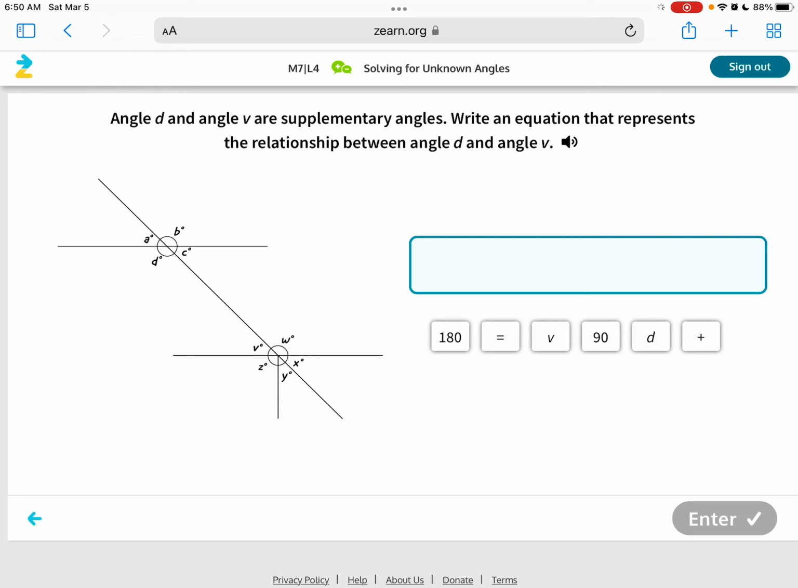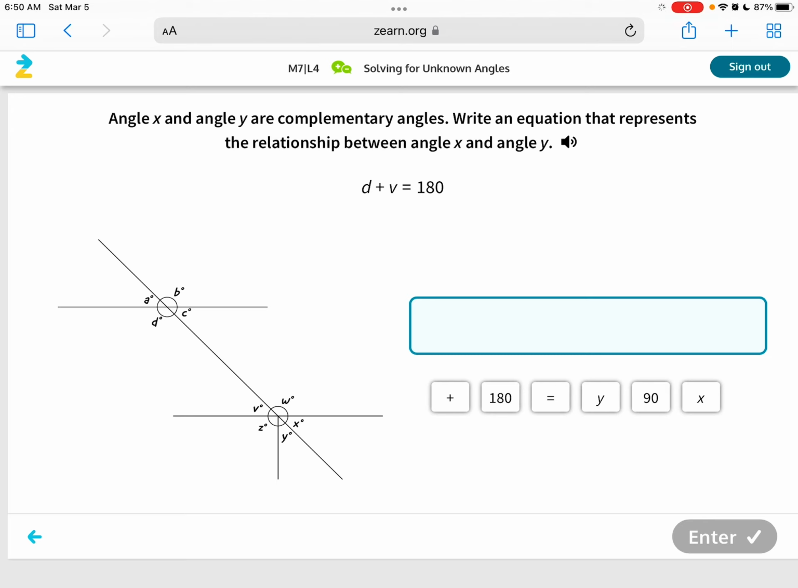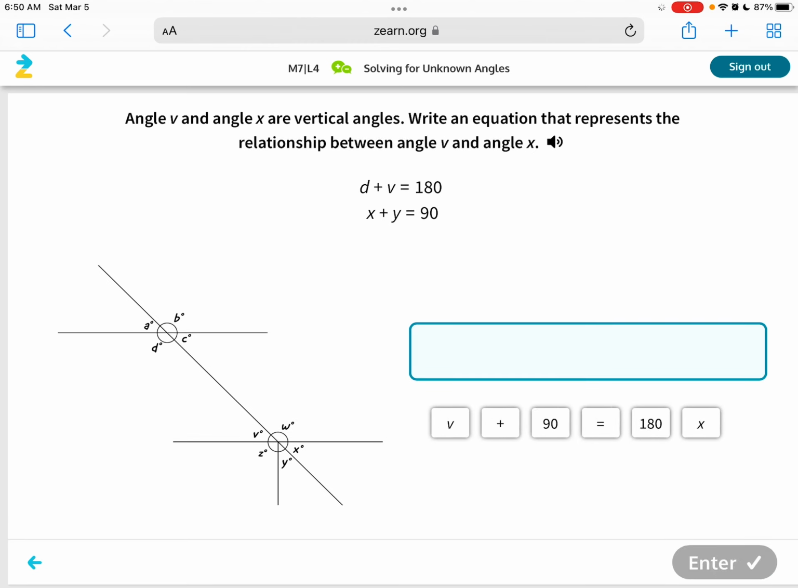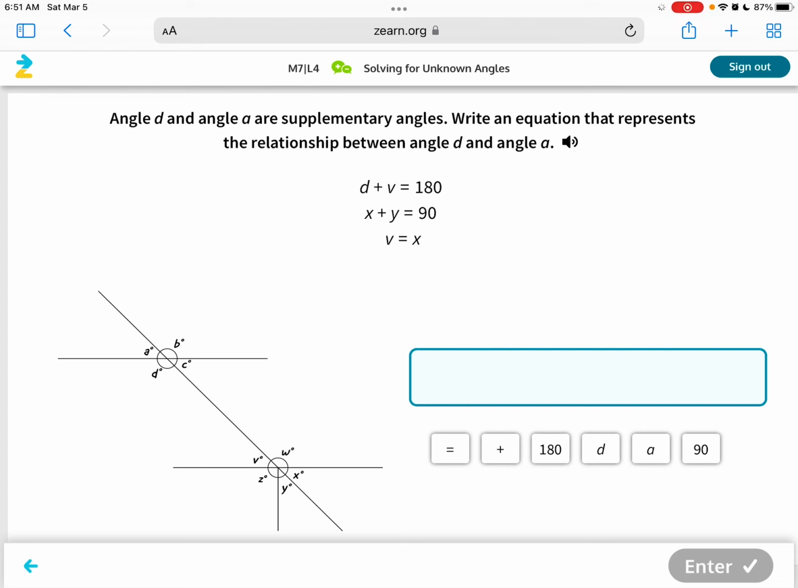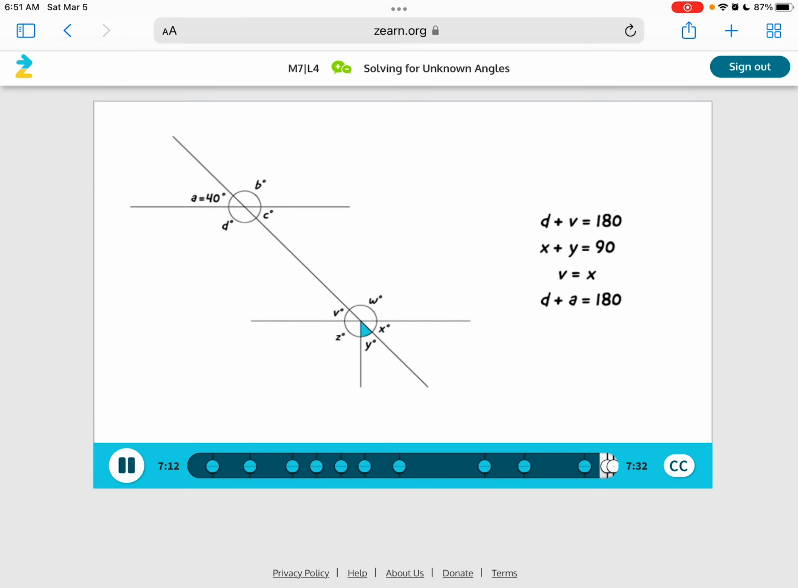All right, D and V is supplementary, so D plus V equals 180. X plus Y would be 90. Oops, had to click the button. B and X are vertical, so V equals X. D and A, supplementary is 180.